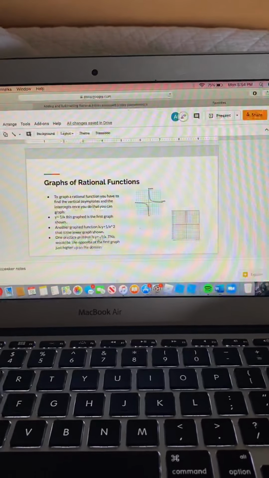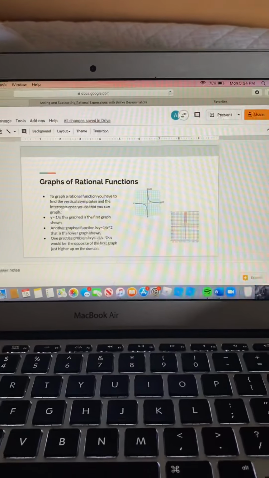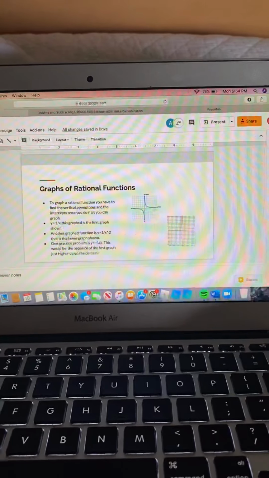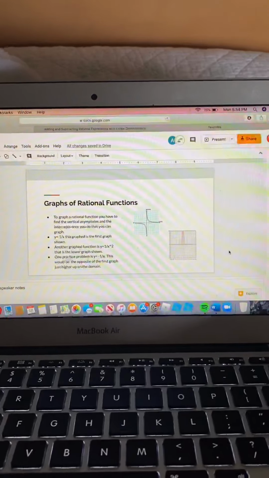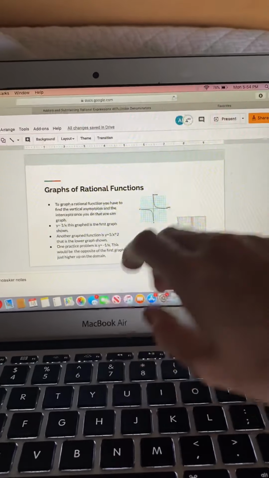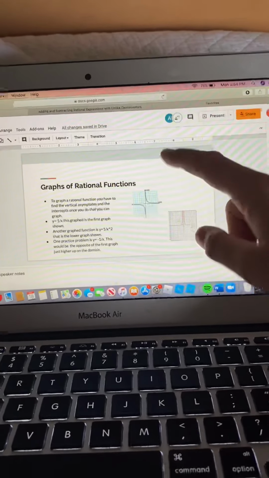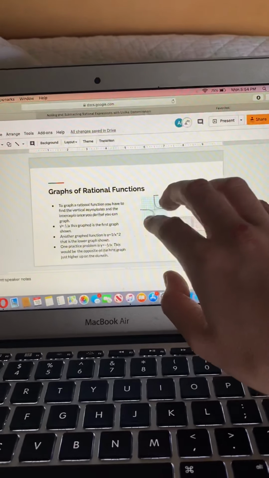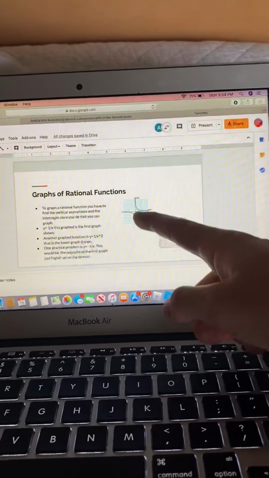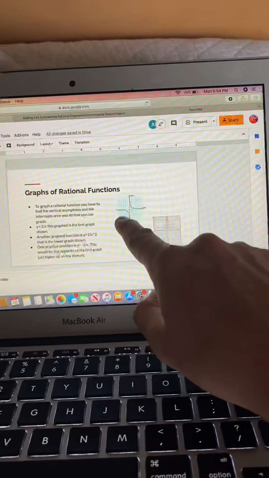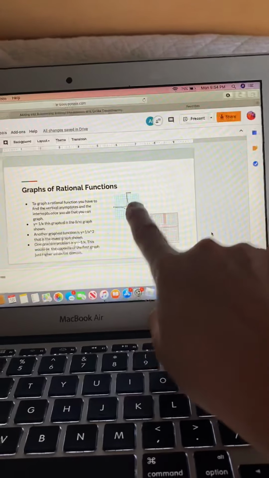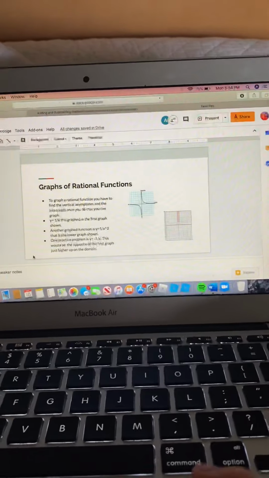One practice problem is y equals -1 over x, and this should be the opposite of the first graph. Just, I think it's slightly higher up than the domain, but I might be wrong with that. But anyways, it's going to be just like this graph, but flipped. So this negative is going to be positive, and this positive is going to be negative.